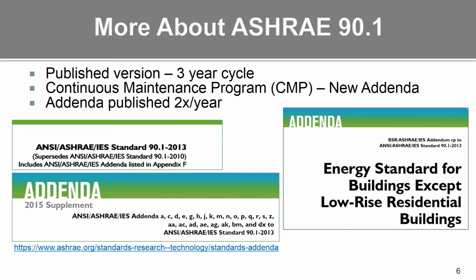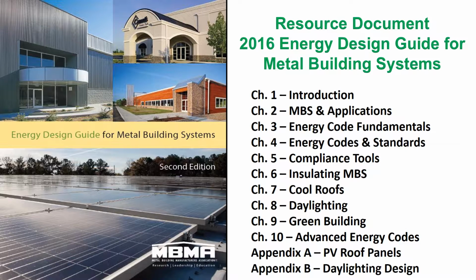So this addendum CP was included within the 2016 standard, and we'll take a look at how it was included and when and why you may want to reference the 2016 standard, even though you're using an older version of ASHRAE 90.1. But I'm kind of getting ahead of myself. That will be covered in Part 3 of the webinar series.